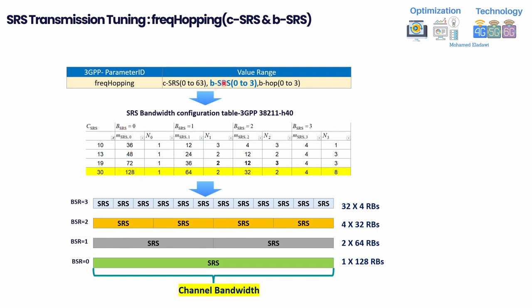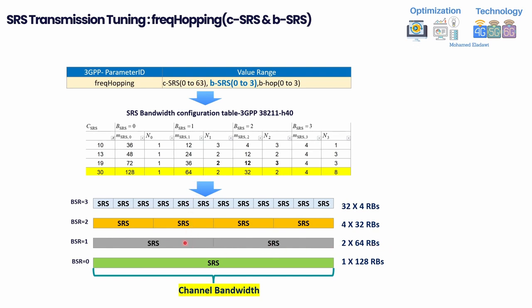So if you are using this parameter as BSRS 0, this means the SRS will be transmitted along the full bandwidth. Assume now you moved from BSRS 0 to 1. This means now your resources will be half for the SRS. Instead of transmitting the SRS over the full bandwidth, now you transmit it over the half bandwidth only. As you can see here, only 64 resource blocks will be transmitted.